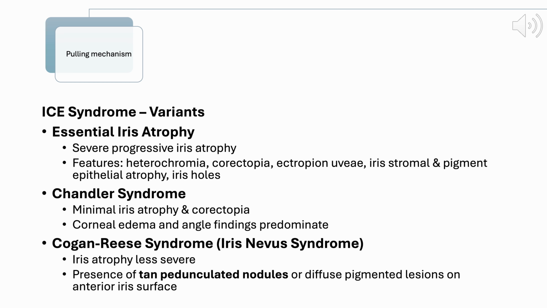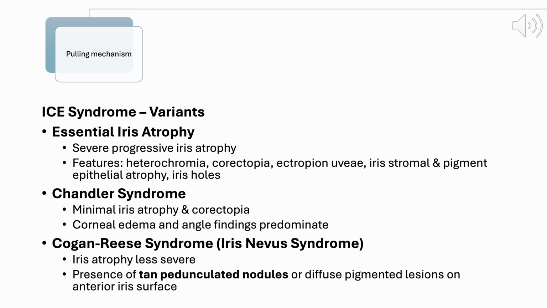As we briefly touched on before, ICE syndrome comes in 3 clinical variants. Essential iris atrophy is straightforward. It's marked by severe, progressive iris atrophy. Patients may show heterochromia, corectopia, ectropion uveae, stromal thinning, or iris holes.